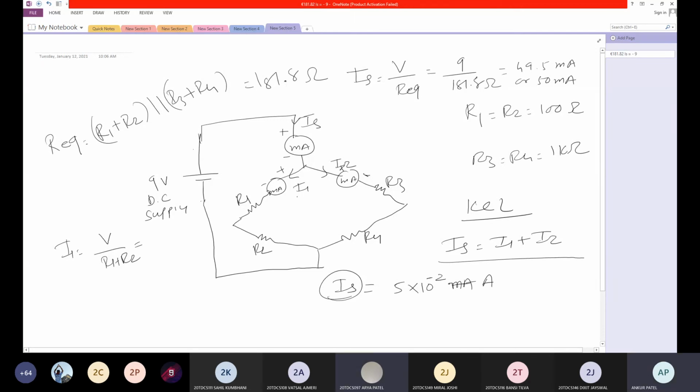222.22, I1. You have to prove this 49. The sum of I1 and I2 should be 49.5 or 50. So the I1 is 45 milliamperes. Yes, I1 equal to 45 milliampere. What equation did you use?